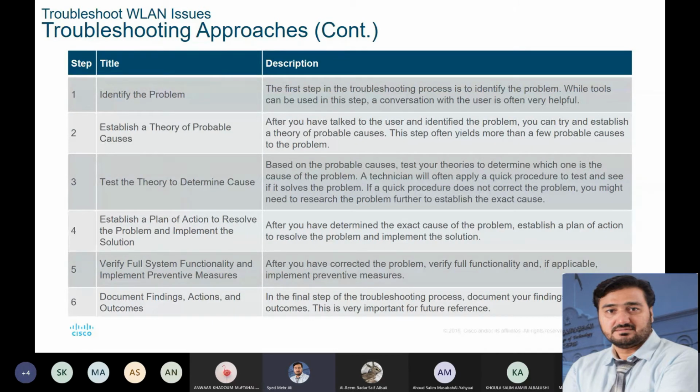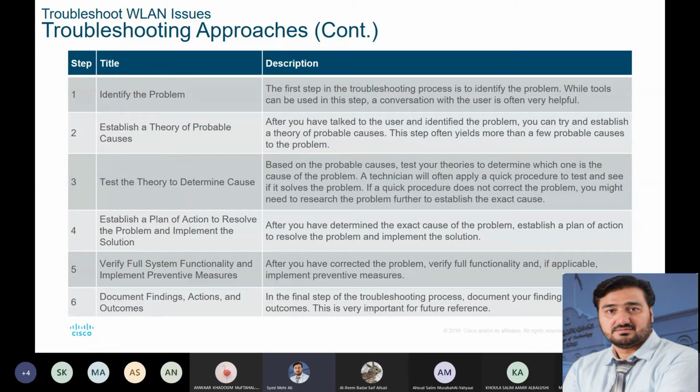This step often yields more than a few probable causes to the problem. This is step number 2, because you discuss with the user and you identify the problem. Then you can go for the theoretical. Okay, what are the possibilities? It can be like this, it can be like this. So we will discuss step by step in the coming slides.